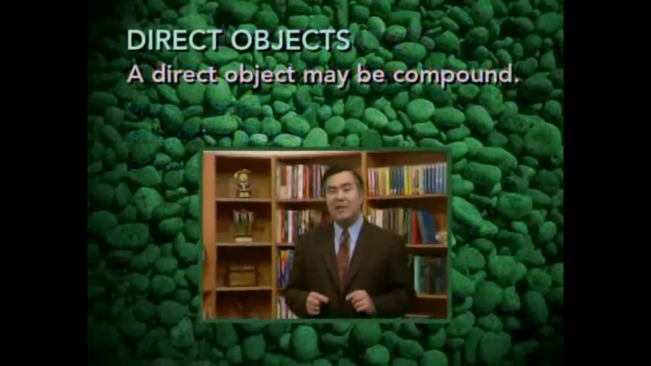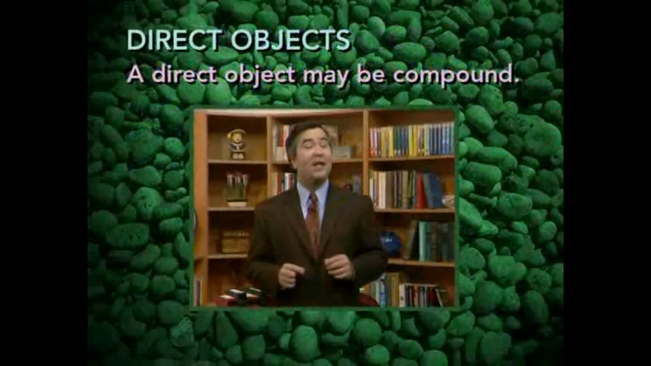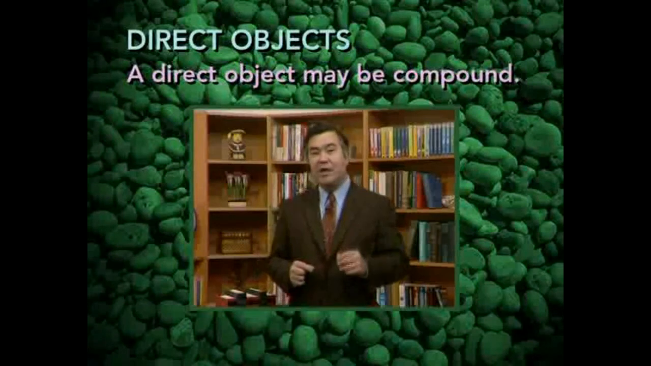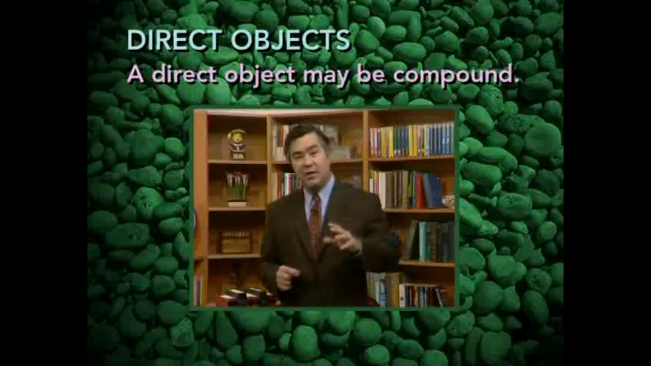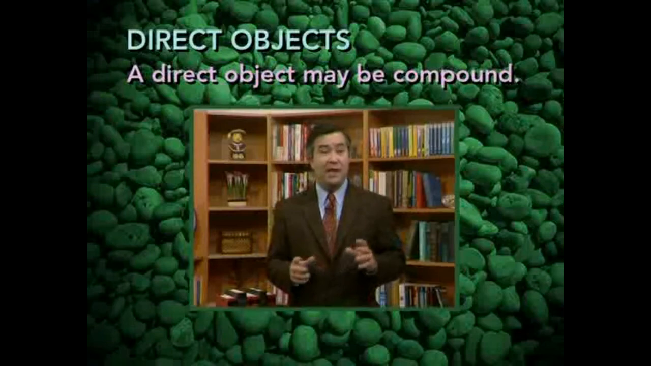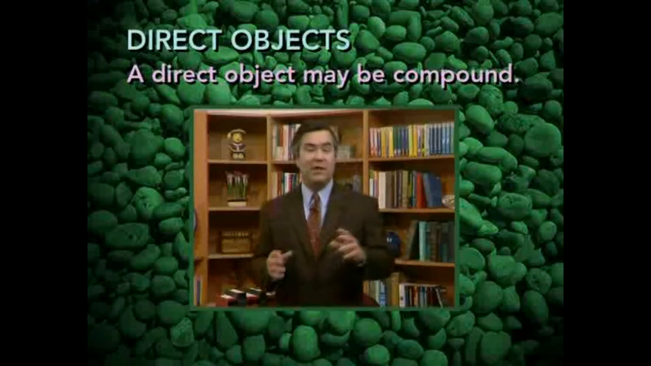One more thing to realize about direct objects: they may be compound. We've already seen in this series that both subjects and verbs may be compound. That is, more than one word may be part of the subject and the verb, and the two or more subjects or verbs would then be joined by a coordinating conjunction, such as and. The same can be done with direct objects. That is, one sentence, one verb, may have more than one direct object, and the two or more direct objects would be joined by a coordinating conjunction such as and.